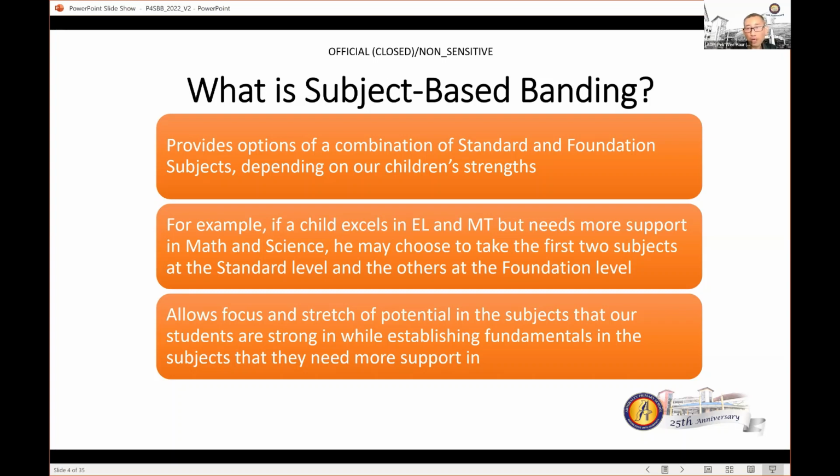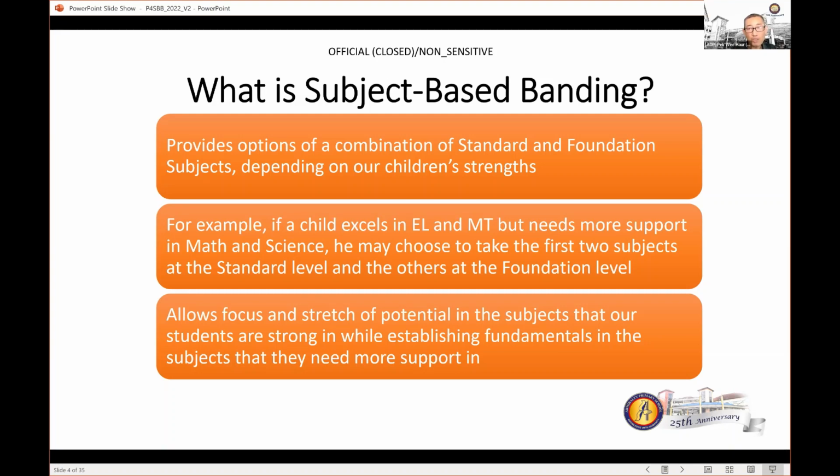Okay, so over here, the second block mentions how if the child excels in the languages but perhaps needs more support in math and science, meaning that if the child's results for EL and mother tongue are reasonable, but math and science are very weak, then the options we would take when the child is in P6 could be the 2 languages at the standard level and the other 2 at the foundation level, or any other combination. So these are the different possibilities that are allowed.